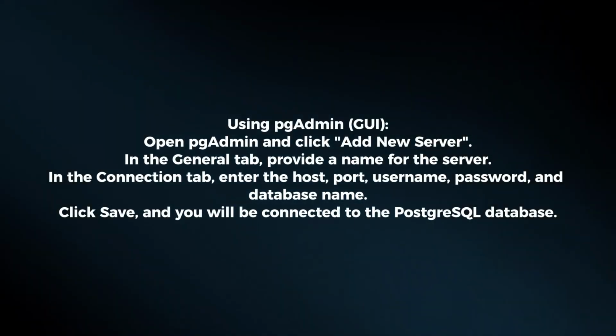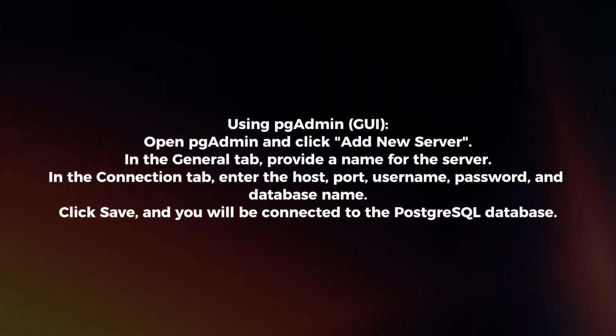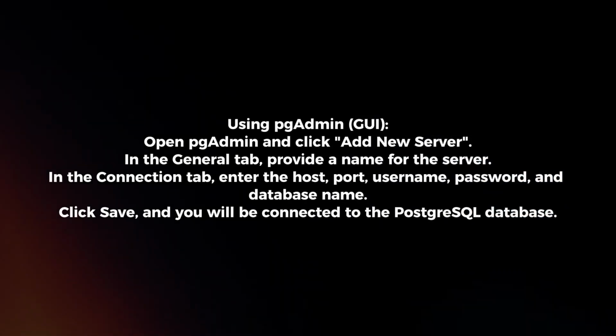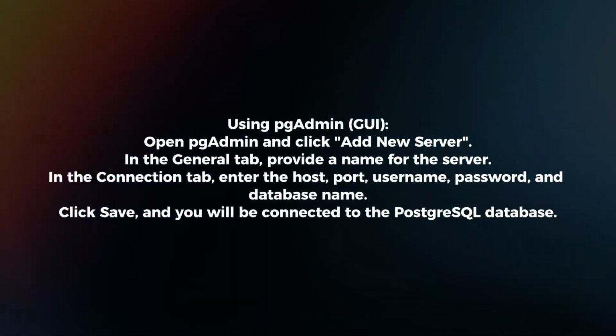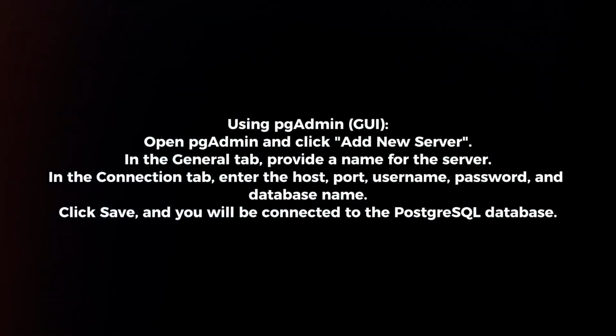Using pgAdmin: open pgAdmin and click Add New Server. In the General tab, provide the name for the server. In the Connection tab, enter the host, port, username, password, and database name. Click Save and you will be connected to the PostgreSQL database.